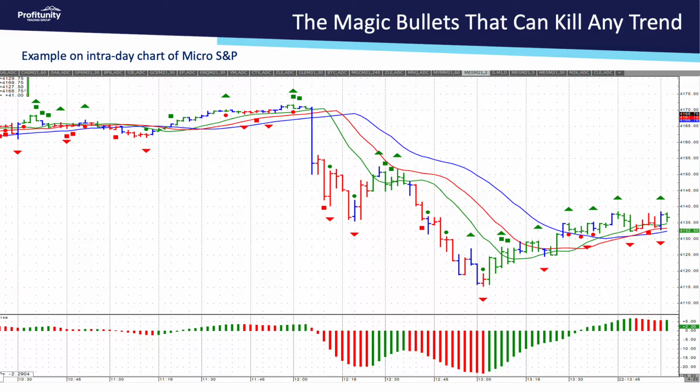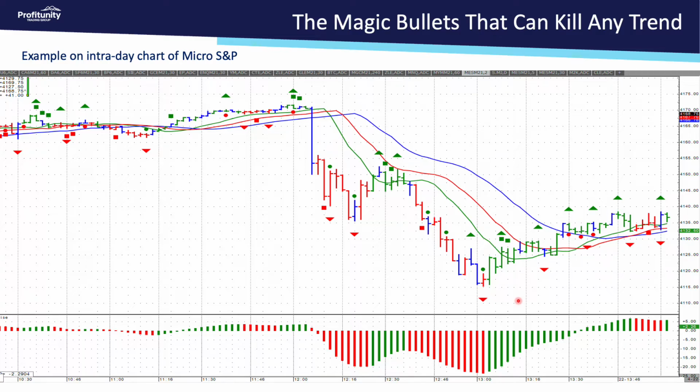So here's an example on the intraday chart of the micro S&P. This is a 2-minute chart, and showing here how 4 of the magic bullets present also can change the trend. So in this example, we don't have divergence. That's what we're missing here. The reason we don't is that we cannot break this chart down to a small enough time frame to see the divergence within this wave. So this is a 2-minute chart. I would need to go down to probably a 10-second chart to be able to see that.